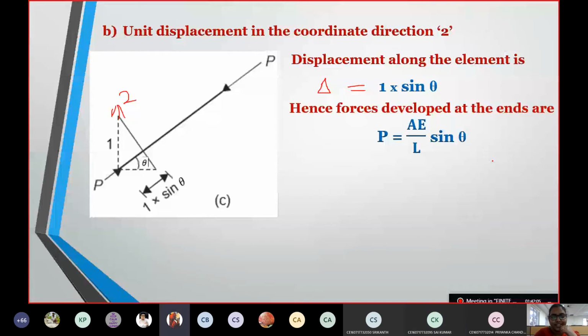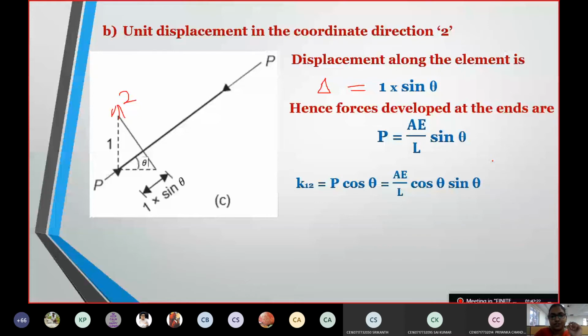Yes, ma'am. Right. So what are the terms we are going to get? K12, K22, K32 and K42 applied at 2. So all terms of 2 you are going to get here: K12, K22, K32 and K42.